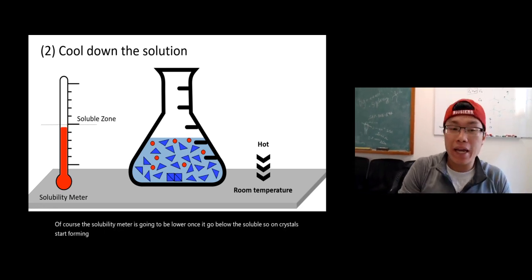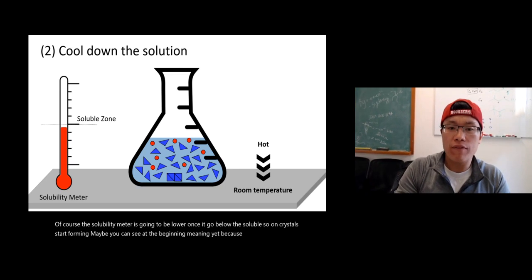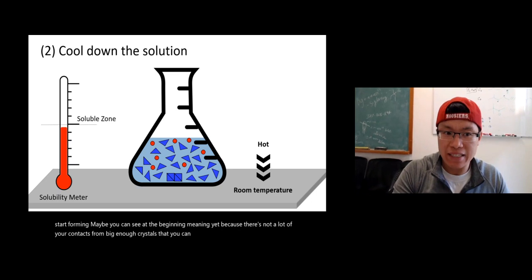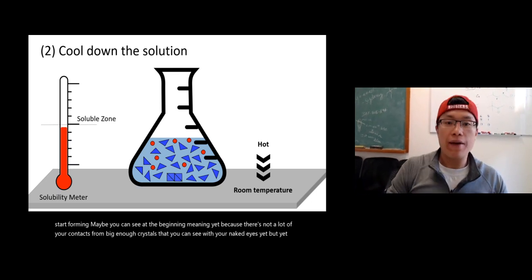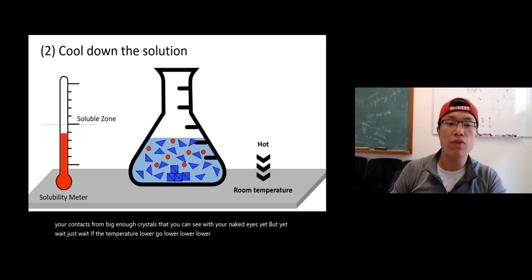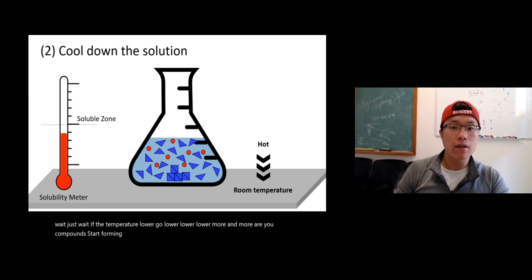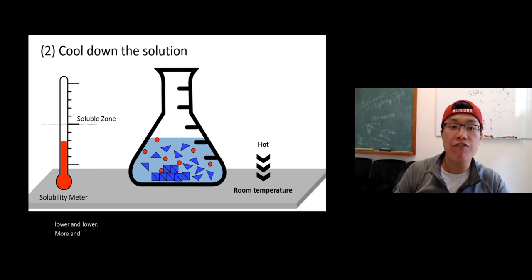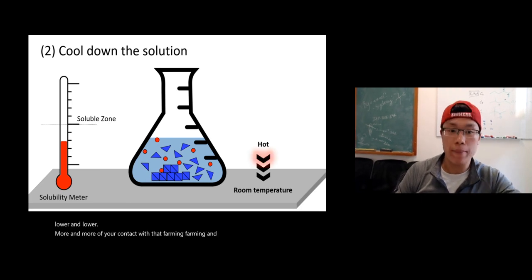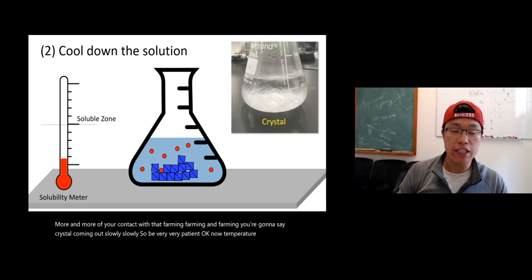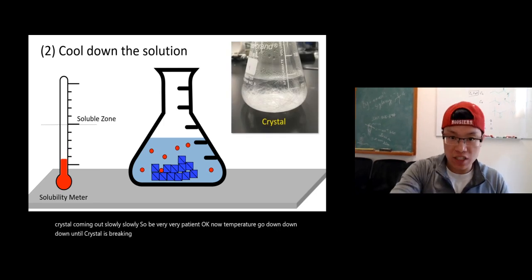Maybe you can't see them at the beginning yet because not a lot of your compound has formed big enough crystals that you can see with your naked eyes yet. But wait, just wait. As the temperature goes lower, more and more of your compound starts forming crystals, starts forming solid. Let it sit right there. Let the temperature get lower and lower. More and more of your compound will start forming. You're going to see crystals coming out slowly. So be very, very patient. Okay. Now the temperature goes down until the crystals are big enough that you can see them. You're going to see something like that.